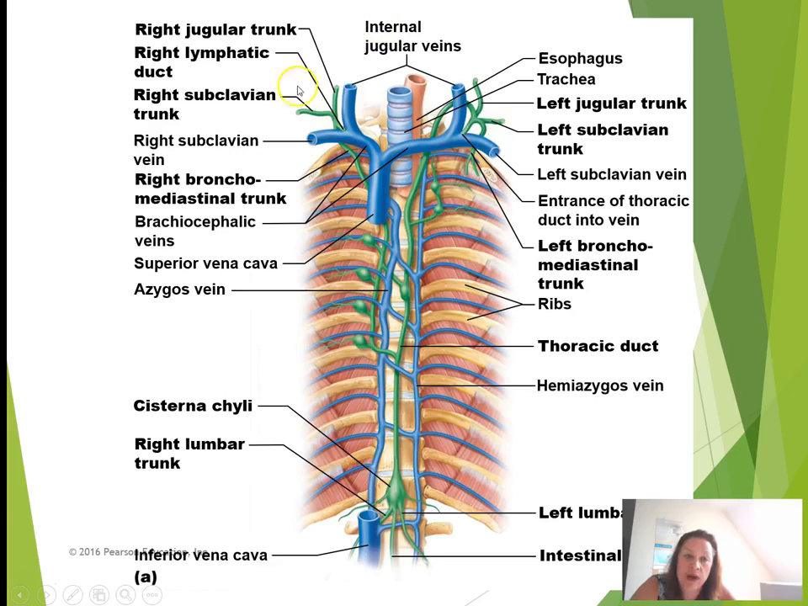Now, most of the body empties into the thoracic duct. We do have this right lymphatic duct, which takes care of the right side of the head and the right arm, but the rest of the body, the whole lower body, the trunk, and the left side of the body is drained through what's called the thoracic duct. And you can see here these very large vessels in green that empty right into the venous system.